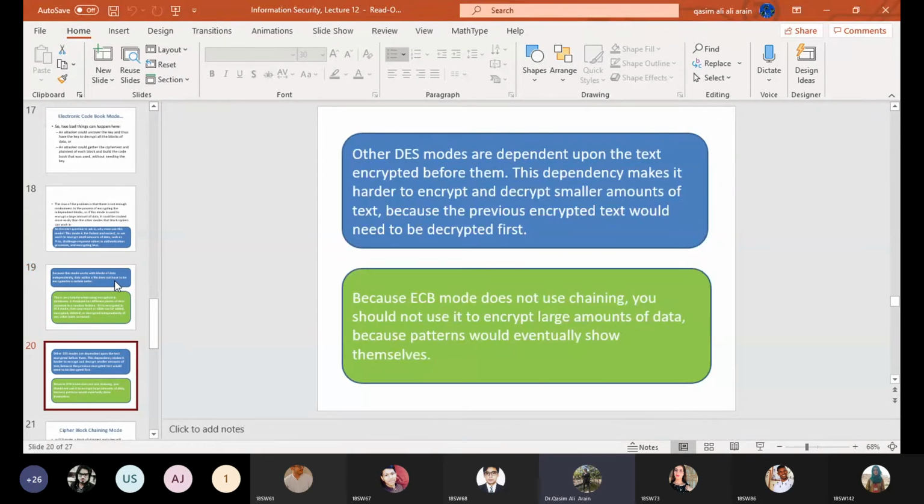Other DES modes are dependent upon the text encrypted before them. This dependency makes it harder to encrypt and decrypt smaller amounts of data because the previous encrypted text would need to be decrypted first. The shortcoming in the other DES modes is that if the two pieces of data are dependent upon each other, they have to wait: until the first is decrypted, the second will not be decrypted. But in this mode, this might not be the case.